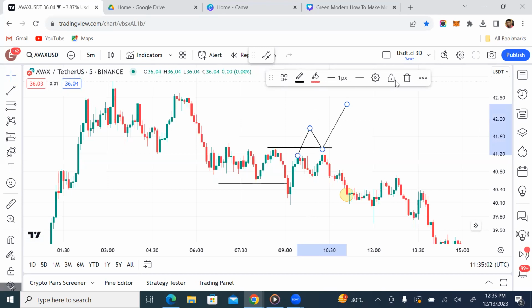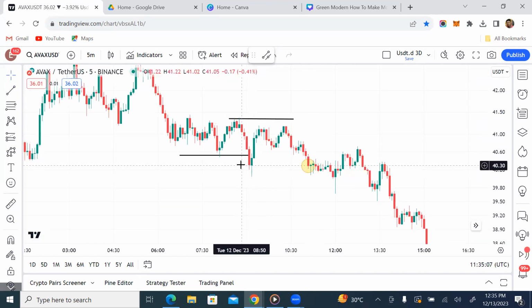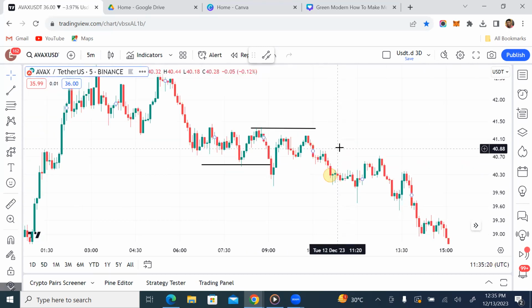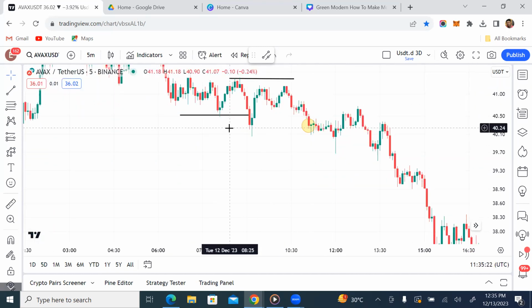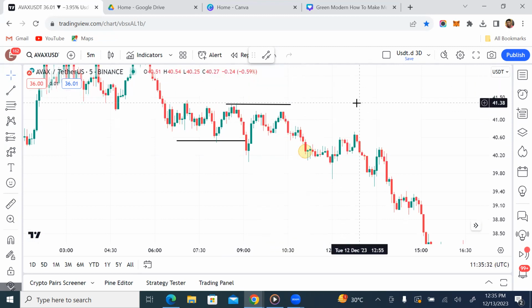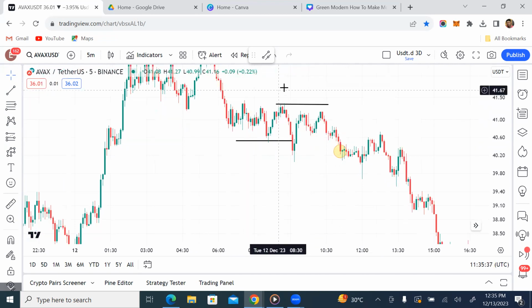What did we get? We got a drop down after liquidity was swept. We made a new low, or what we call a lower low, even lower than the previous low before the liquidity was taken out. So because price could not make a change of character, you can therefore say this is a proper distribution model, meaning sellers have taken over control.